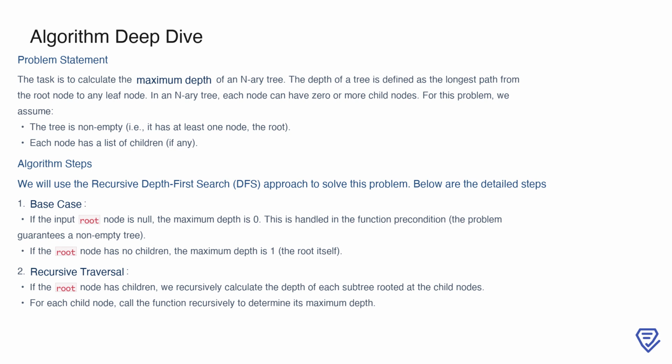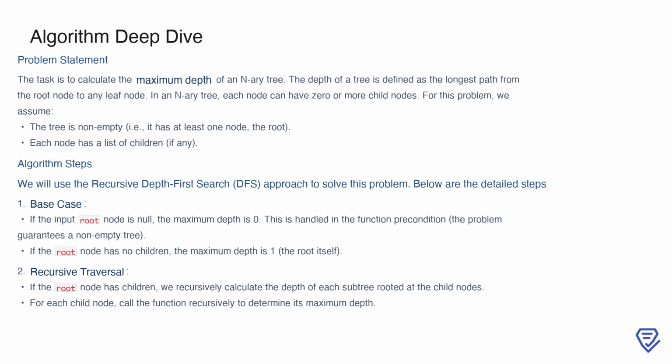To solve this, we are using a recursive depth-first search approach. The first step is to handle the base case: if the root node is null, which is already guaranteed not to happen, or if the root node has no children, in which case the depth is simply 1. Next, we handle the recursive traversal. If the root node has children, we recursively calculate the depth of each child subtree.